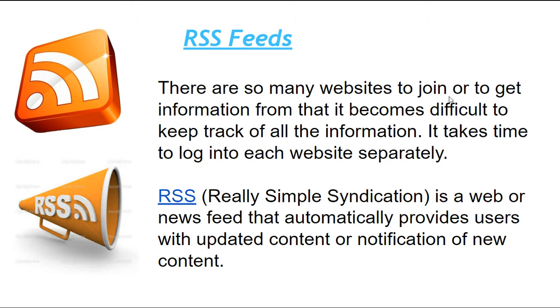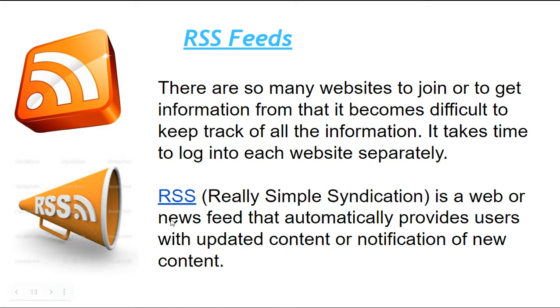There are many websites to join or get information from. It can become difficult to keep track of all the information. It takes time to log into each website separately. RSS, Really Simple Syndication, is a web or news website feed that automatically provides users with updated content or notification of new content. So a simple way is on YouTube, you can subscribe to someone's account and select to get notification when new videos drop.